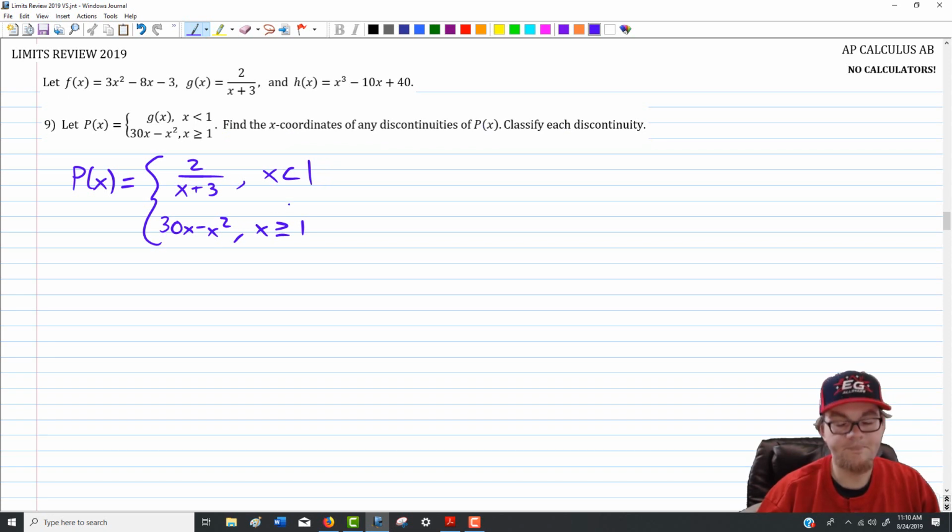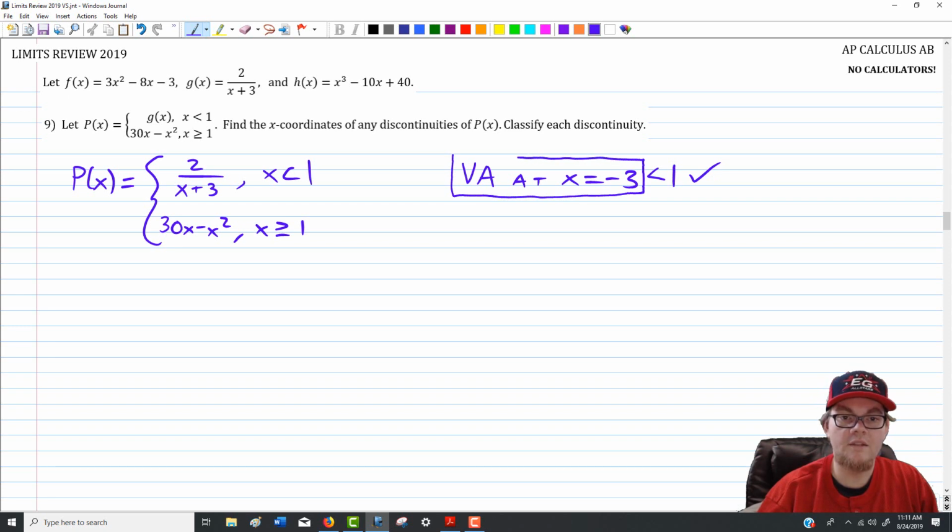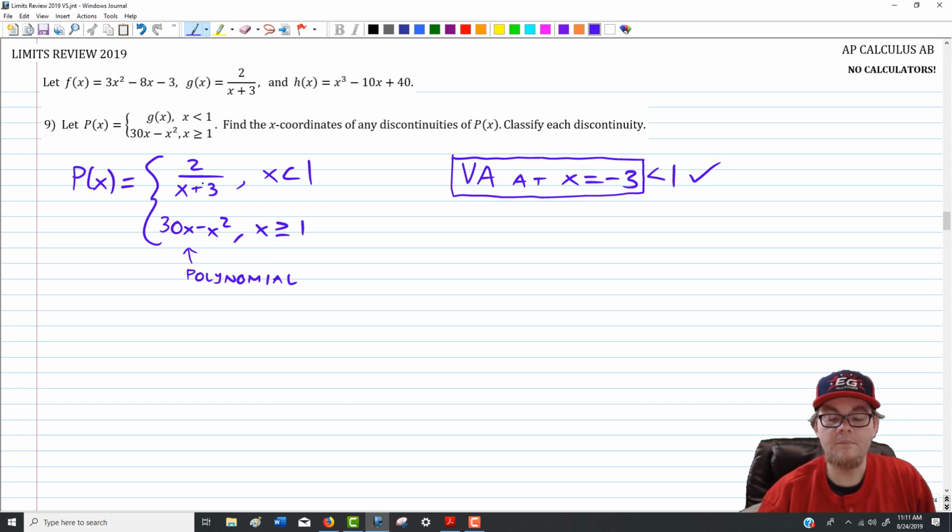Okay, so looking at these ingredients, it says to find the coordinates of any discontinuities of P of x and to classify each discontinuity. So we're looking for holes, asymptotes, jumps. In looking here, the first thing that catches me is that 2 over x plus 3, since we were just talking about it. So there is a vertical asymptote at x equals negative 3. And remember, there might not be if x equals negative 3 was not less than 1. But since it's less than 1, we're actually okay. So we can definitely say there's a vertical asymptote at x equals negative 3. So there's one. The second one, I'll look at the other branch, and there's no built-in issues with this branch. 30x minus x squared, that's a polynomial. Polynomials are continuous everywhere. So there won't be any inherent issues with the right branch, like there would be with the left branch.